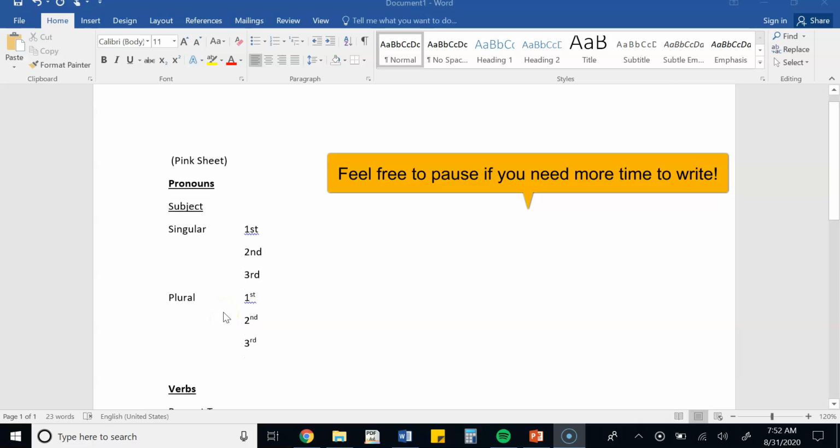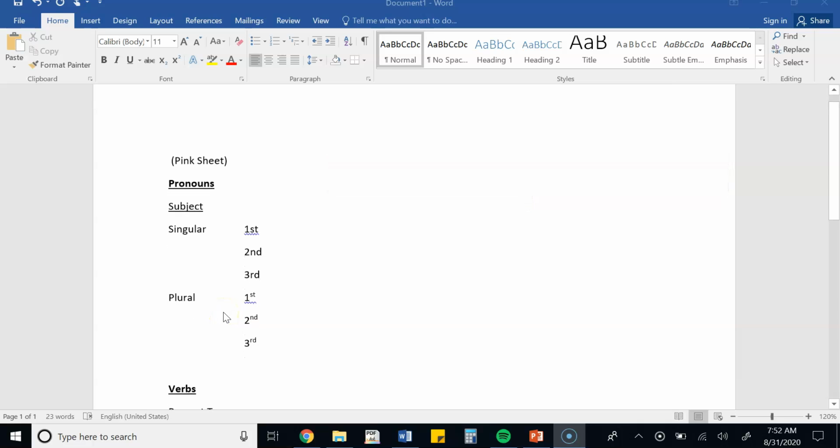Here we're going to review the present tense a little bit. I'm writing this on the pink sheet. I think you all had a pink sheet and then it was stapled to a white sheet. So that's where you can take notes on this. If you'd rather do it in your notebook, that's fine, but you can follow along here.